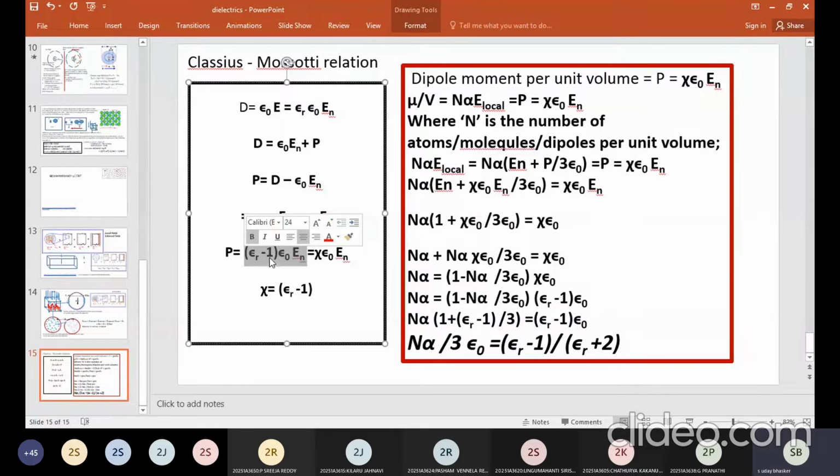Now epsilon r minus 1 is represented by another symbol psi, where psi is called what? What is psi? Susceptibility. Good. Answer is good. Who answered it? Srija. Susceptibility. Excellent. Okay, Srija, you please don't answer. Others, what do you mean by susceptibility?